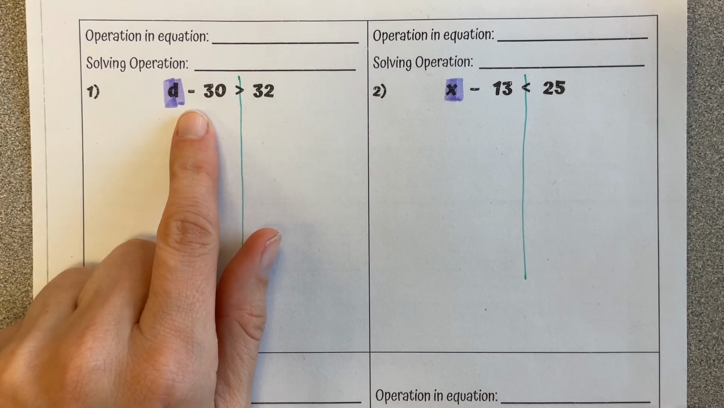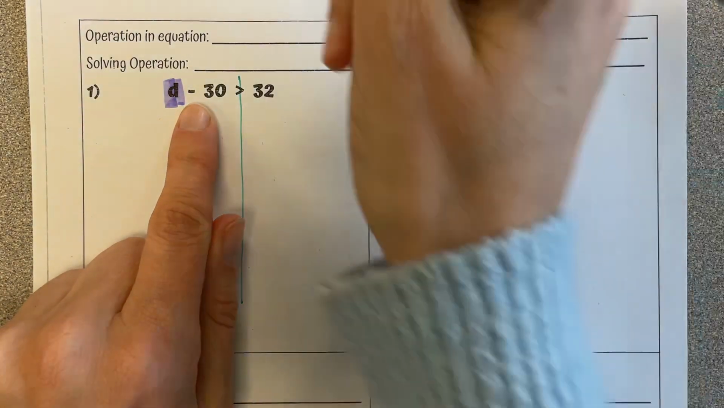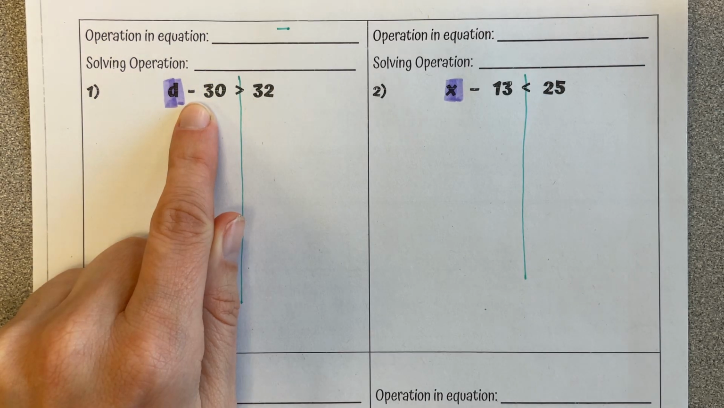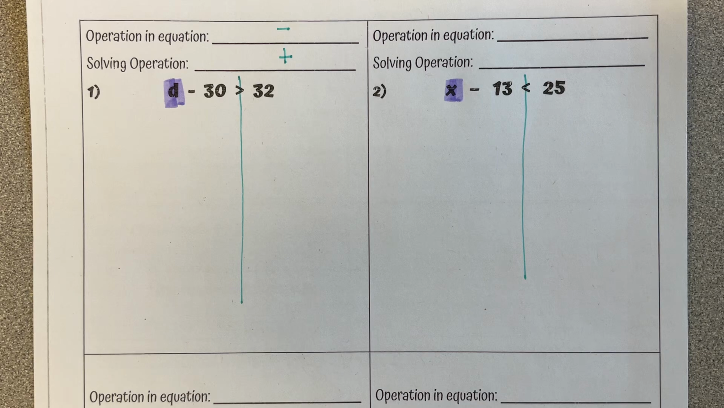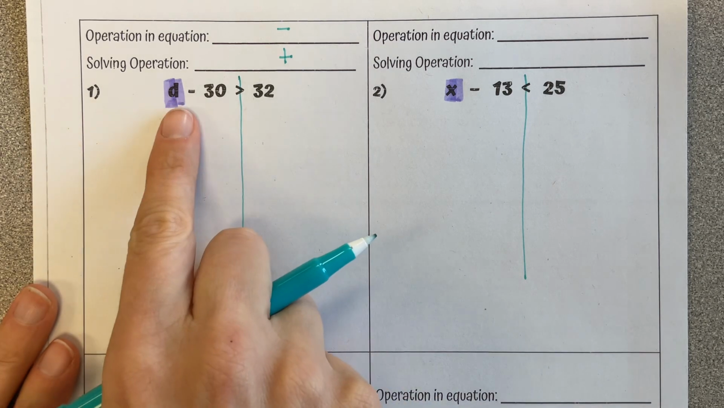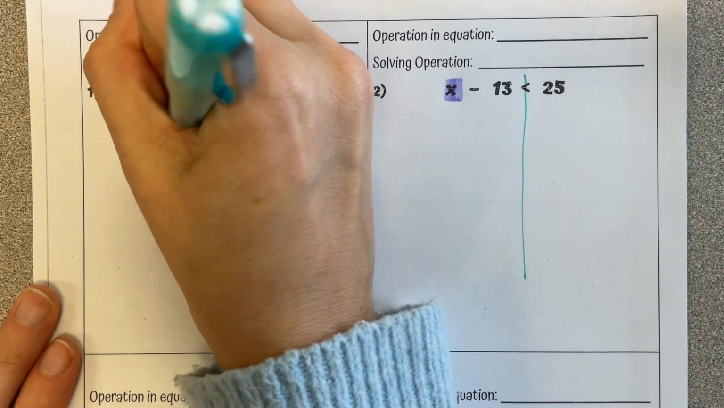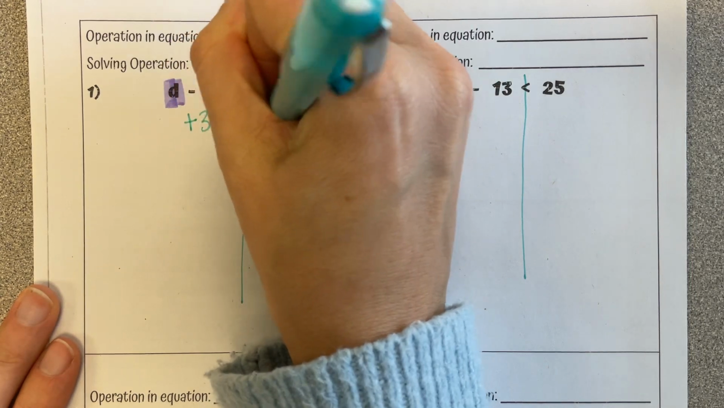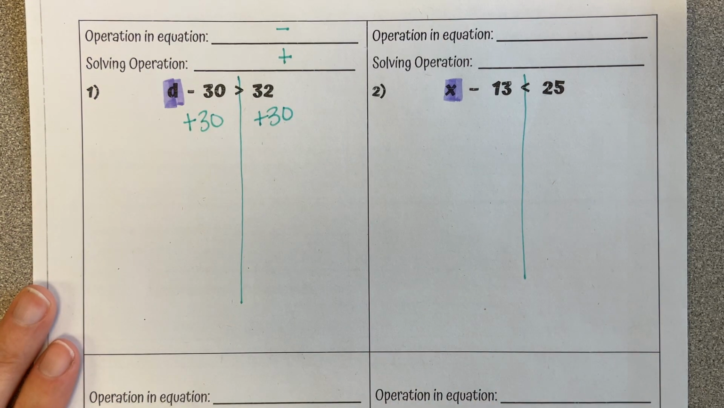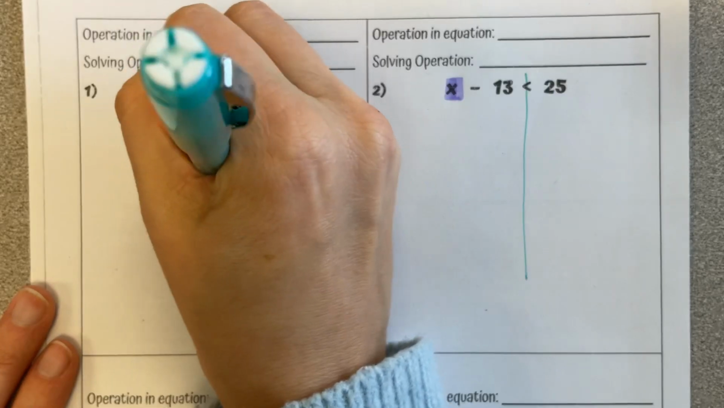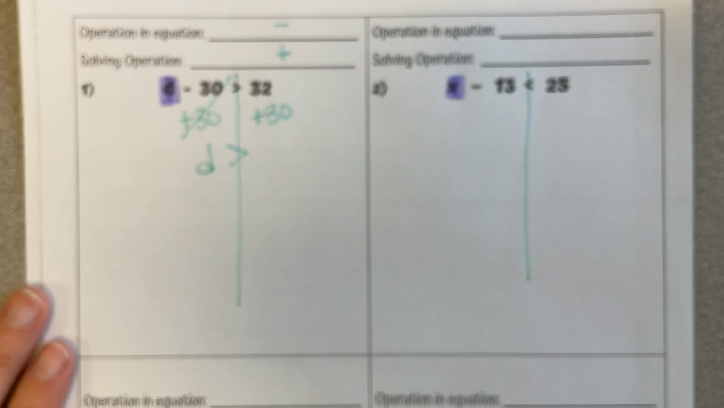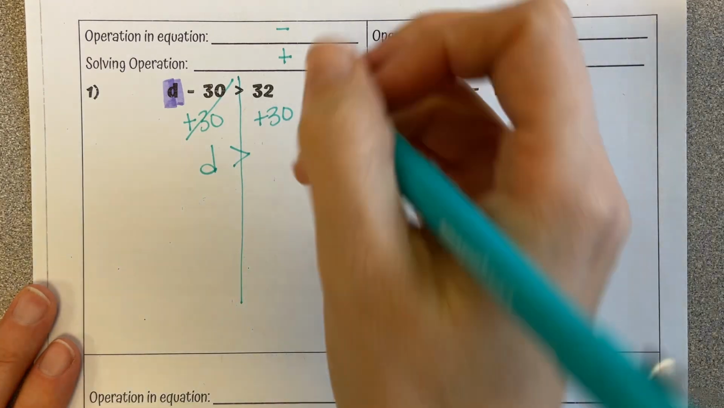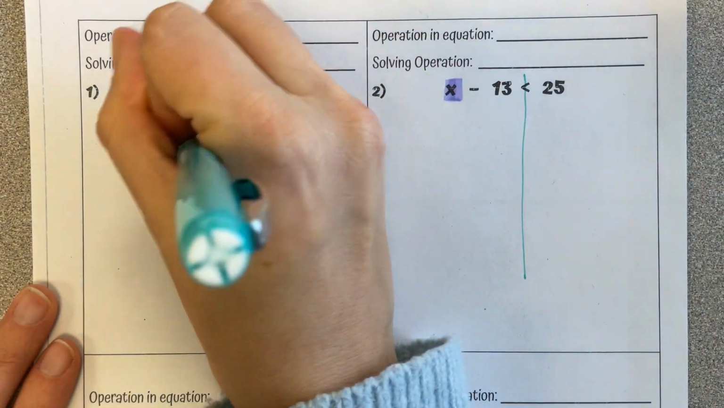So looking on the side with our variable, the operation that we have is subtraction, so the opposite is to add. And we always do it with the number that's with the variable. If we were subtracting 30, the opposite is to add 30 to both sides. On the side with our variable, it should cancel. We're left with D. I'm going to bring down my inequality symbol, and then 32 plus 30 is 62.